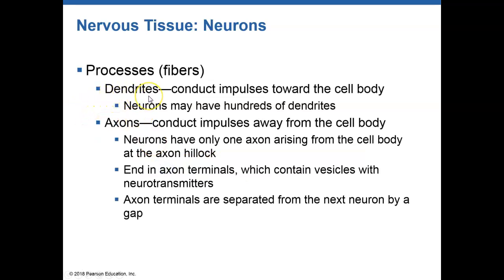There are dendrites. Depending on the type of neuron, they can have multiple dendrites or just one. A dendrite is what sends impulses towards the cell body. And then they have an axon. The axon is another process that conducts impulses away from the cell body towards the end of the neuron, or the axon terminal.